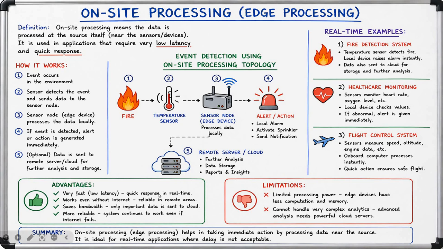Some advantages are that it is very fast, that is, it has low latency. It means it gives a quick response in real time. It works even without the internet, and it is reliable in remote areas. Also, it saves bandwidth, since only important data is sent to the cloud. And it is more reliable because the system continues to work even if the internet fails.